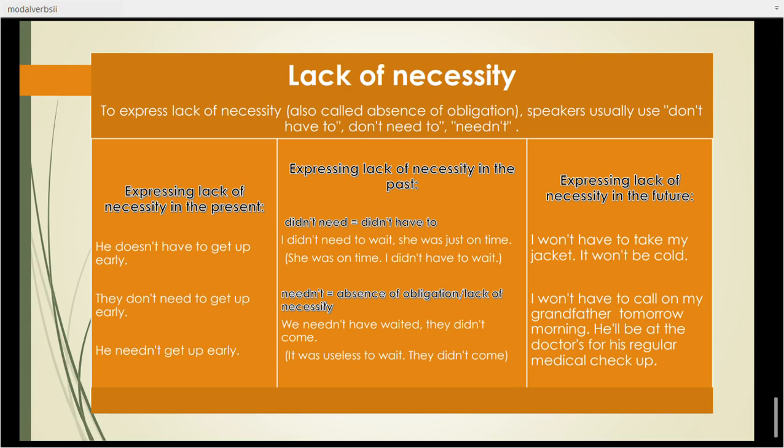And the last situation is the future. Some examples are, I won't have to take my jacket. It won't be cold. Another example is, I won't have to call on my grandfather tomorrow morning. He'll be at the doctor's for his regular medical checkup. And this is all about modal verbs. Thank you.